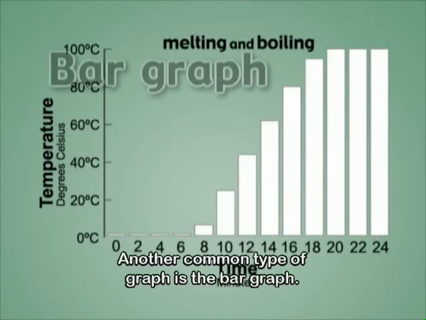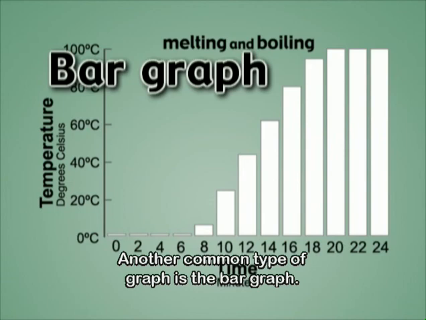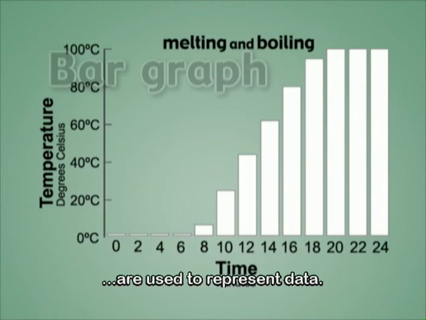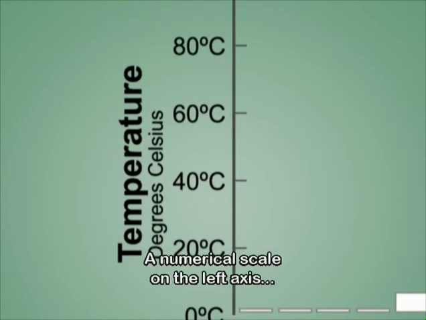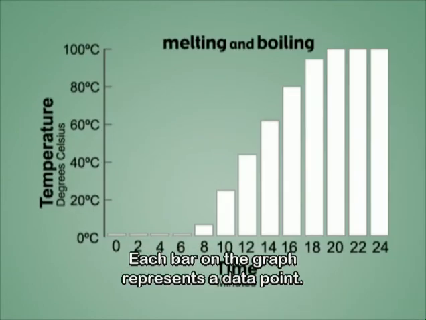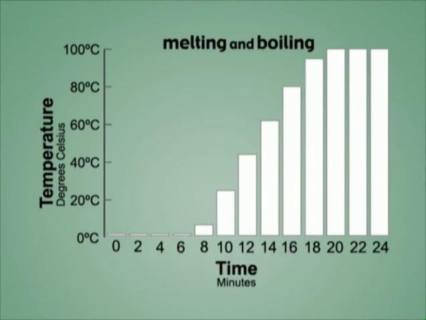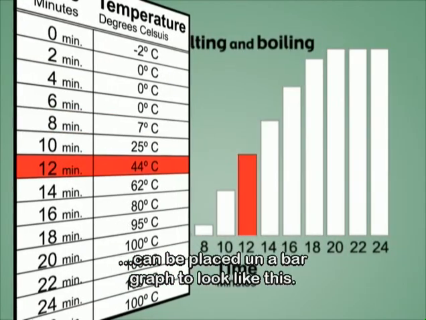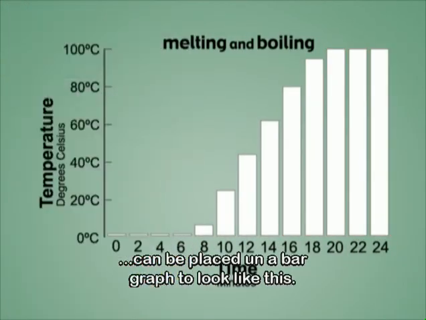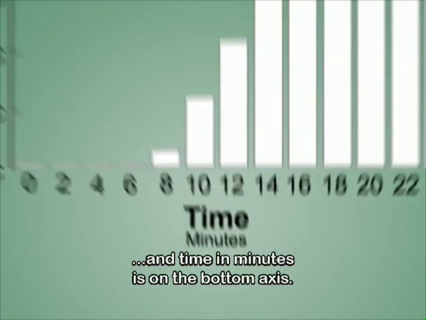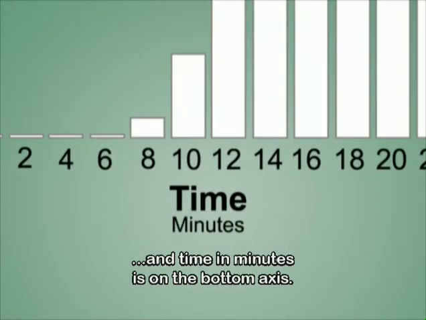Another common type of graph is the bar graph. In bar graphs, the lengths of the bars are used to represent data. A numerical scale on the left axis allows the bars to be compared to values. Each bar on the graph represents a data point. The data from our melting and boiling of water experiment can be placed in a bar graph to look like this, where temperature in degrees Celsius is on the left axis and time in minutes is on the bottom axis.